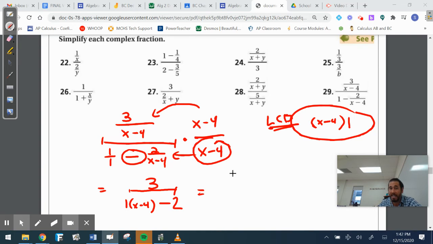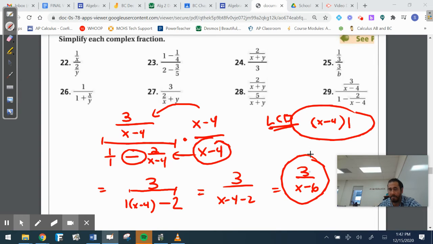So now it's just simplification, right? It'd be x minus 4 when you distribute that 1, minus a 2. So it'd be 3 over x minus 6. The 3 and the 6 cannot reduce because of that minus sign. So I don't know about you guys, but not too bad.